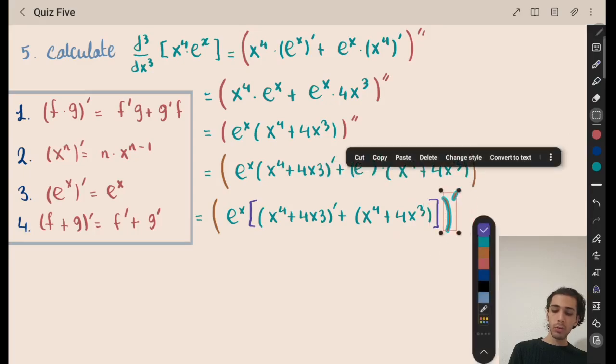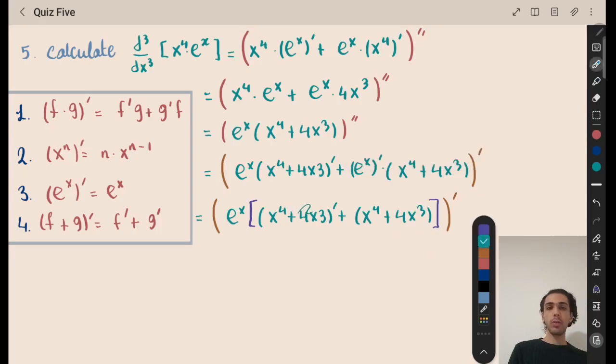And for this we need two things. We need the derivative of the sum being the sum of the derivatives. So x to the fourth derivative plus derivative of 4x to the third. Okay, this is not x3, it's x to the third. So that's the linearity of the derivative.